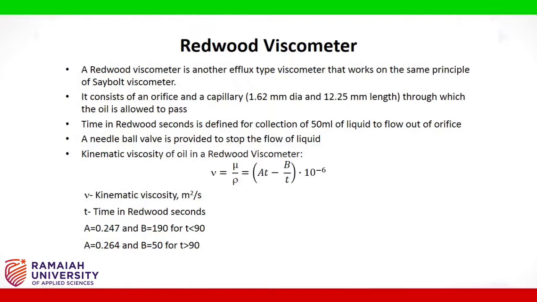To calculate the viscosity using the expression of efflux viscometers, the constants A and B are specified as 0.247 and 190 respectively, if the time is less than 90 seconds. If time is more than 90 seconds, A is taken as 0.264 and B as 50.